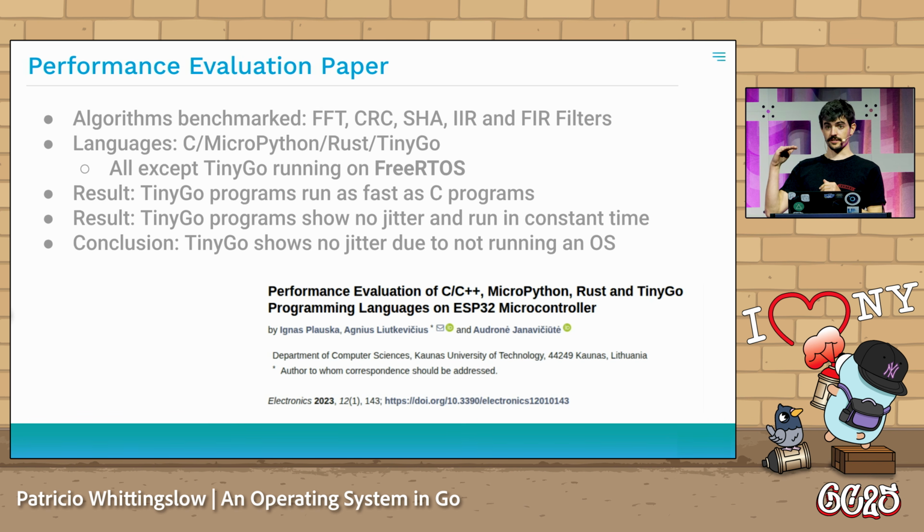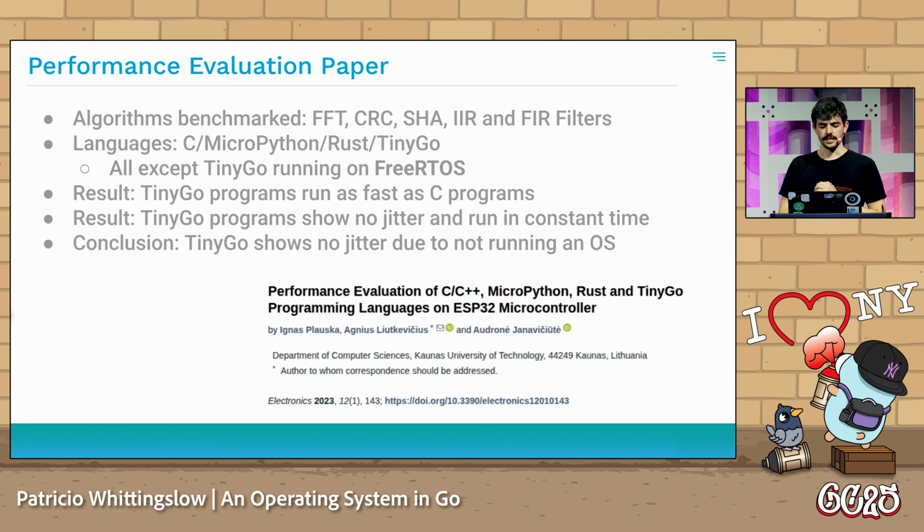You look at the table in this paper, and it's just TinyGo shows 0, 0, 0, 0, while other languages show varying levels of difference in a standard deviation of runtime. To explain the jitter differences, the authors note that TinyGo does not run an OS, whereas Rust, C, and MicroPython are all running on FreeRTOS. My experience using TinyGo and C is reflected in these numbers.